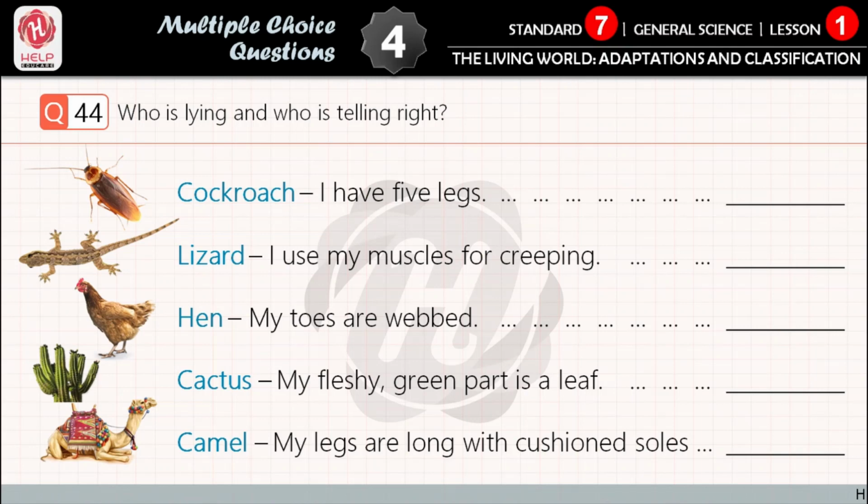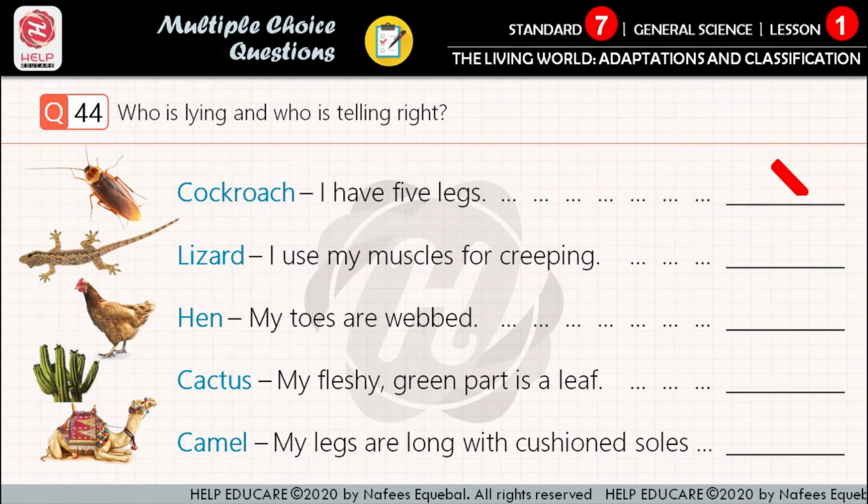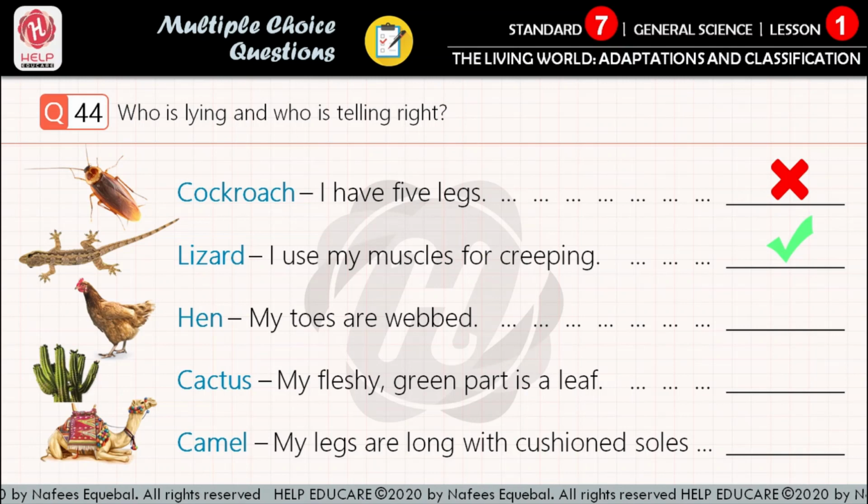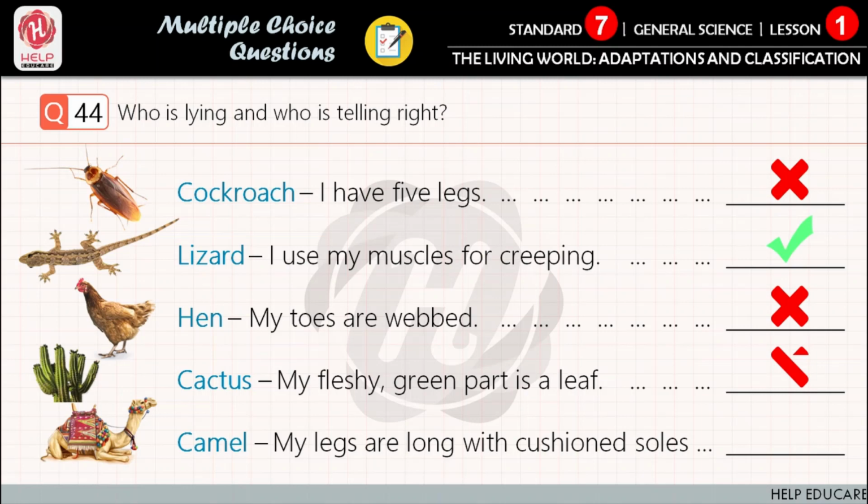Students, let's check who is lying and who is telling right about themselves. Cockroach is lying, since it has 6 legs, not 5. Lizard is telling right. It uses its muscles for creeping. Hen is lying, as its toes are not webbed. Cactus is also lying, since its fleshy green part is a stem, not a leaf. Camel is telling right, that its legs are long with cushioned soles.